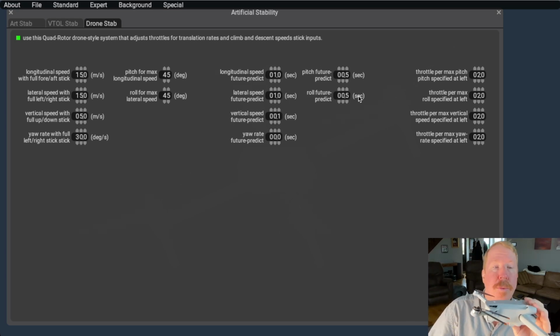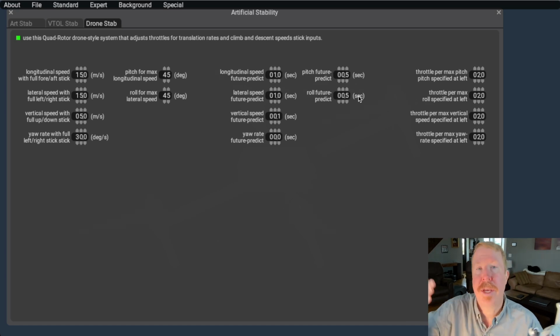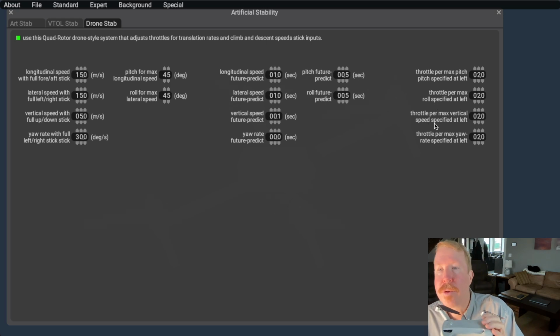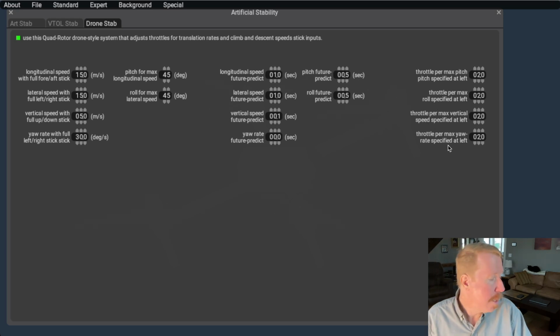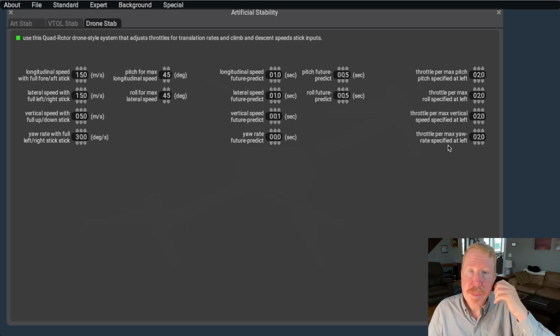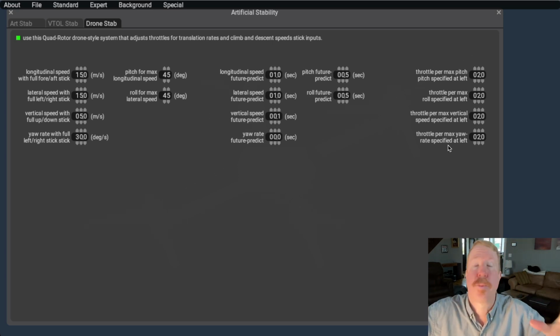The final thing we need to do is say, look, once you have a certain pitch, heading, and roll command, how does it get turned into the throttles out at the corners of the airplane? And that here is throttle per max pitch, throttle per max roll, throttle per max vertical speed, and throttle per max yaw rate. And I've entered 2. Now what that means is it will literally try to add in 200% throttle to give full control.